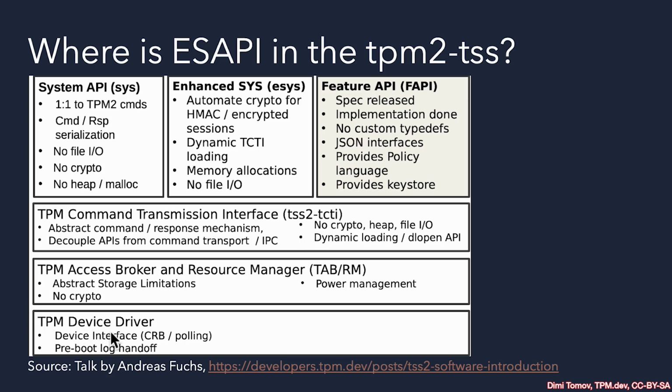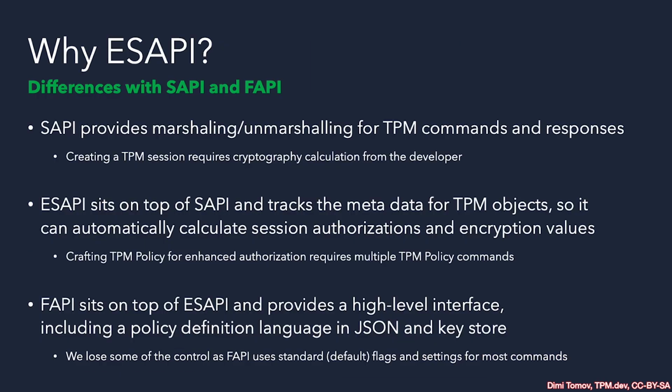And the TPM device driver here is actually in kernel space. The TPM access broker and resource manager as well happens in kernel space. And what we need to understand here is that all of these APIs, you can use them all together. Of course, the differences between these three APIs boil down to how much of the manual work we want to do and how much control we want to have.